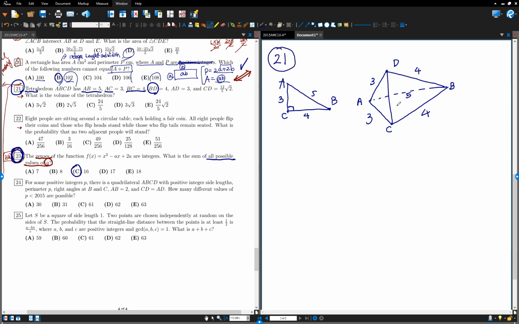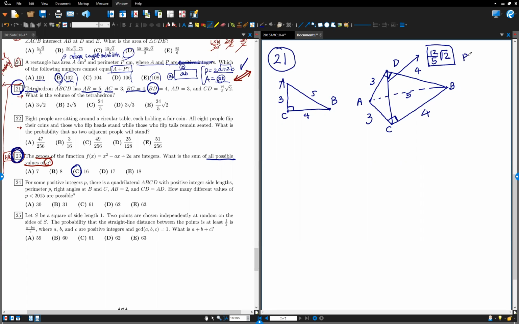So we have 4 triangles there, right? Triangle ACD, triangle BCD, the front opposite side is triangle ABD, and the bottom is ACB. We have 4 triangles here, and each length is given already, right? 3, 4, 3, 4. This is also a right angle. But the length of CD is given as 12 over 5.